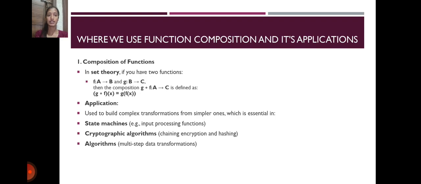Composition of functions. In set theory, if you have two functions, f from A to B and g from B to C, then the composition g∘f from A to C is defined as (g∘f)(x) = g(f(x)). Applications: used to build complex transformations from simpler ones, which is essential in state machines, input processing functions, cryptographic algorithms, chaining encryption and hashing algorithms, and multi-step data transformation.